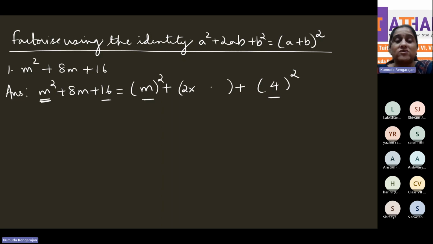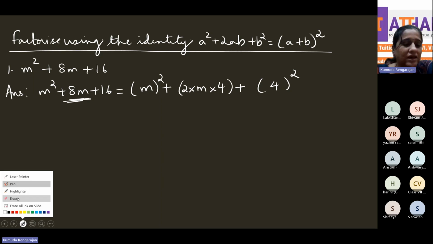So b is 4. So 2 into a into b, 2 into m into 4. Now check if 2 into m into 4 is equal to the middle term given here. So 2 into 4, 8, 8 into m, 8m. And that's what we have here in the given expression, which means we are able to express the given expression in the form a square plus 2ab plus b square, wherein a is m and b is 4.